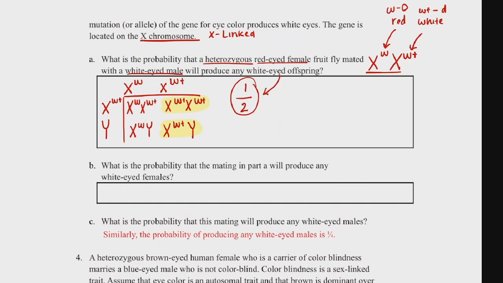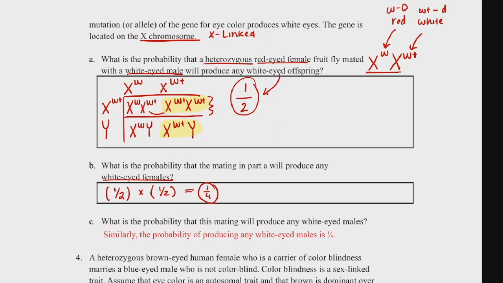And if we move down here, what is the probability that the mating in part will produce any white-eyed females? Now we're talking specifically about not only being a carrier or expressing, but the sex of the offspring. So in this case, I like to think about it in two parts. One is, what is the probability of having a female offspring? And then, what is the probability of that female offspring expressing white eyes? So the probability of having a female, as we can see here in this box, is 1/2. And we multiply that by the probability of white eyes, which is highlighted in yellow, as 1/2. So half of the time that you have a girl, a female, white eyes will be expressed. So the probability is 1/4 total.